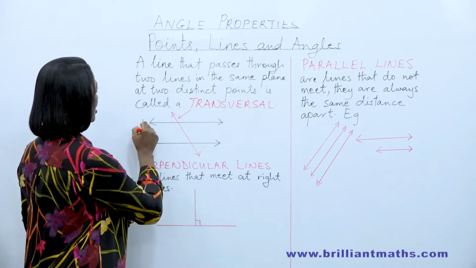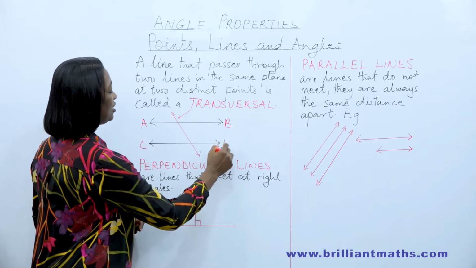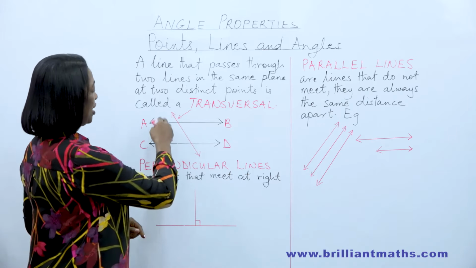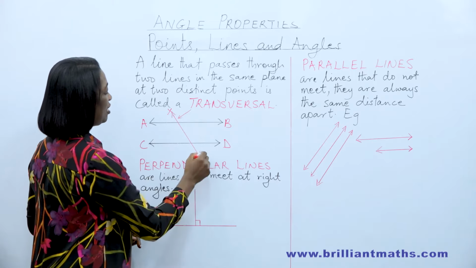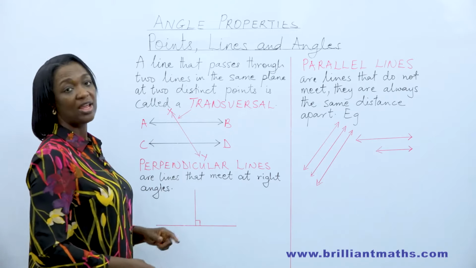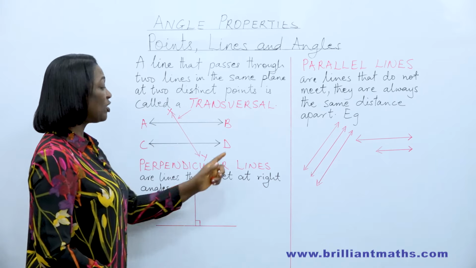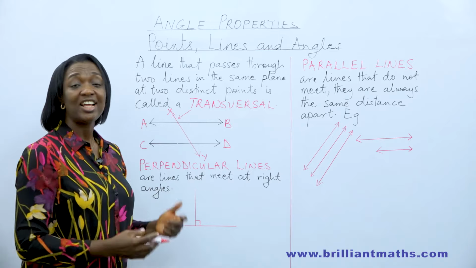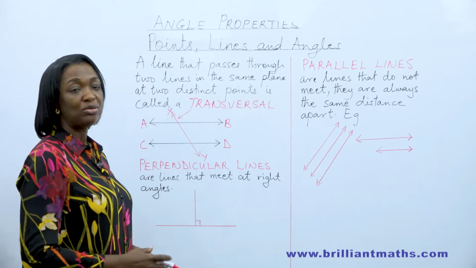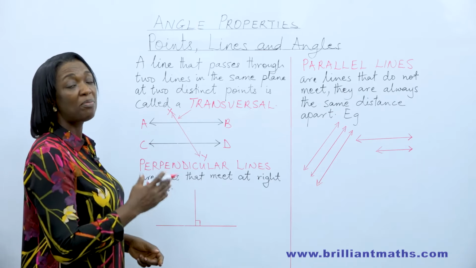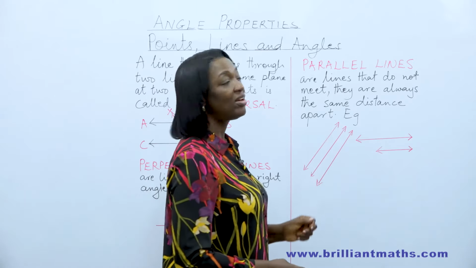So let's say line AB and line CD. The line here is a transversal, so let's call it line XY. So XY is a transversal. It's a very important property. Perpendicular lines. Perpendicular lines are lines that meet at right angles. If you have two lines that meet at right angles, then those two lines are said to be perpendicular. Very important too.